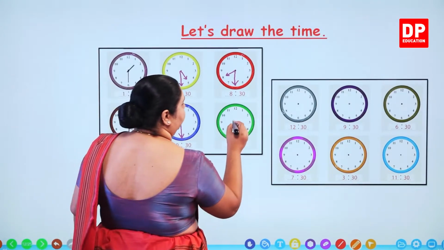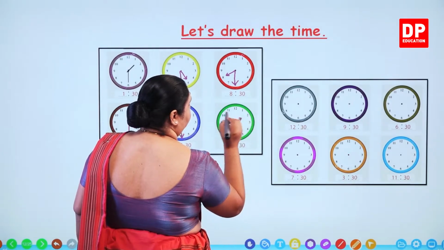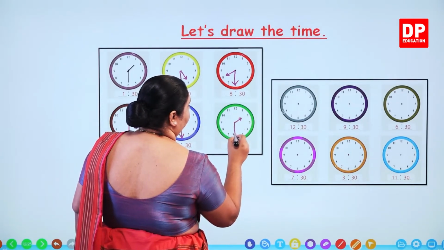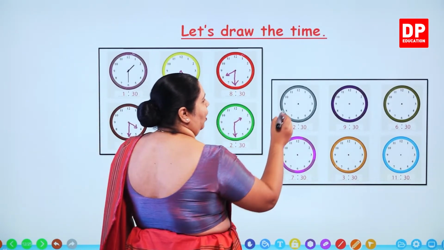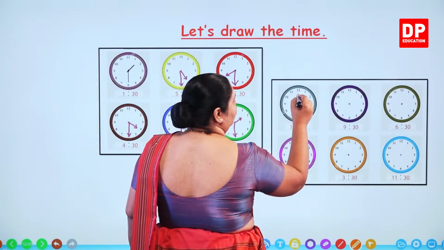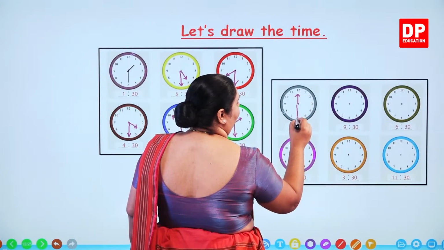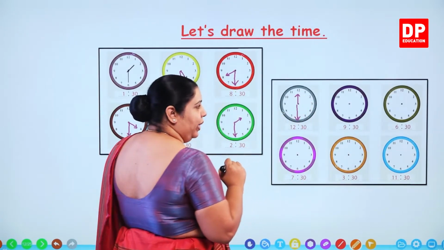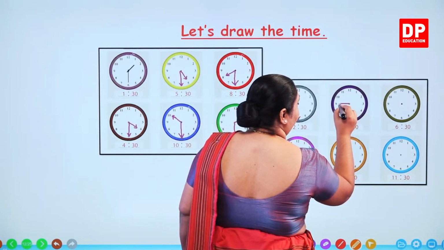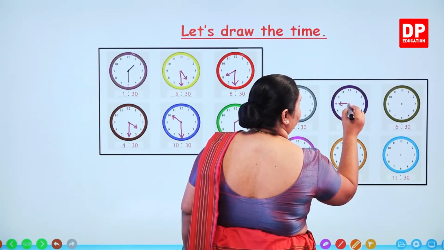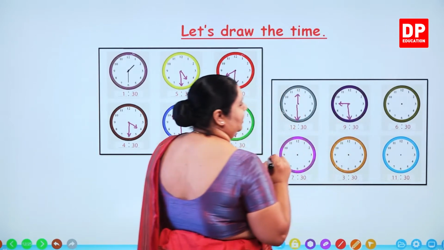Next one, 2:30. Short hand to number 2, long hand to number 6. Next one, 12:30. Oh, how are we going to tell the time? 12 and the long hand to number 6. 12:30. Next one, 9:30. Short hand to 9 and long hand to number 6.